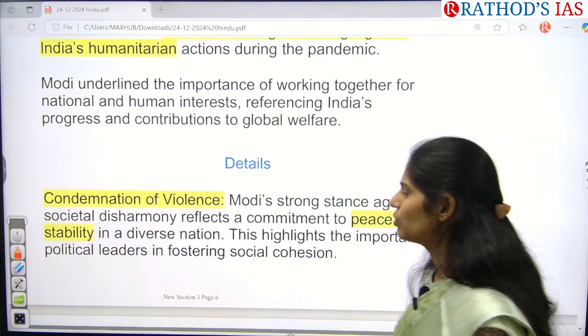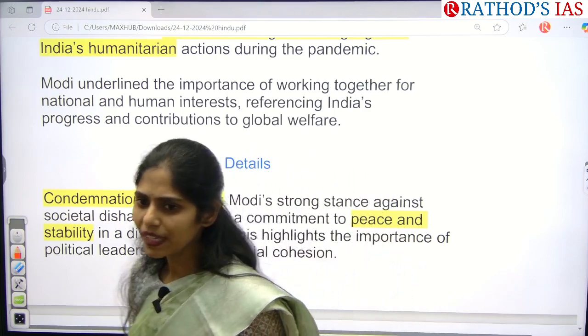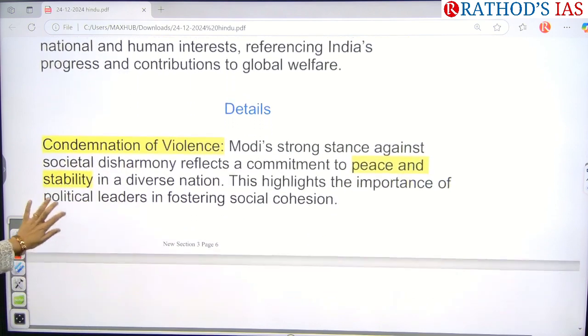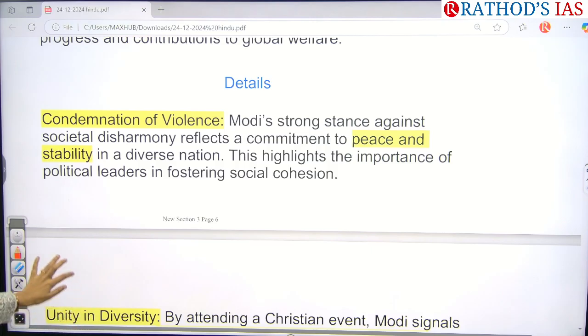Recently there was violence in European countries, and because of this he gave this statement. We want communal harmony. He condemned violence. Okay, so that is the thing.